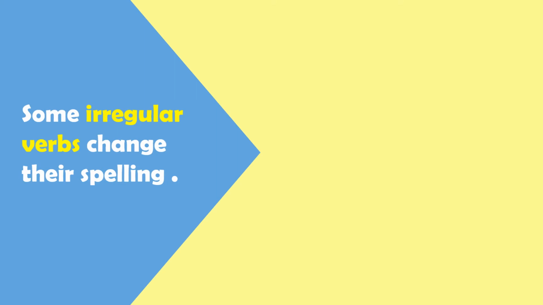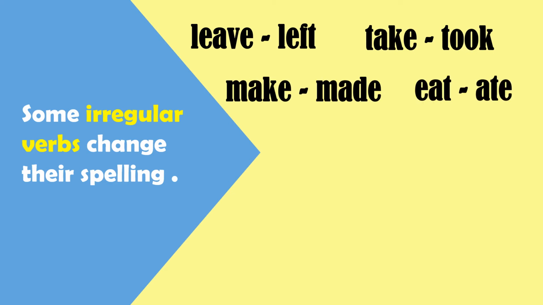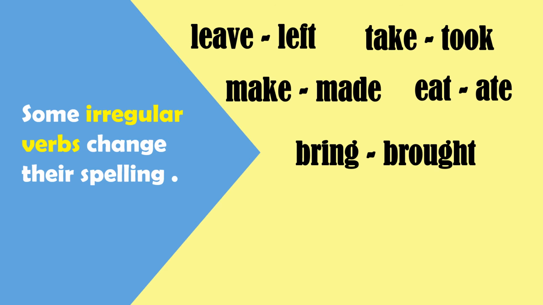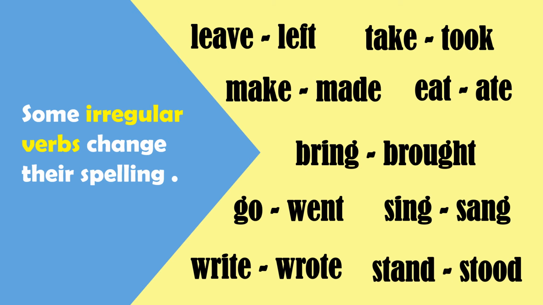Some irregular verbs change their spelling. Here are just a few examples of the simple past tense of some irregular verbs. Leave, left. Take, took. Make, made. Eat, ate. Bring, brought. Go, went. Sing, sung. Write, wrote. Stand, stood.